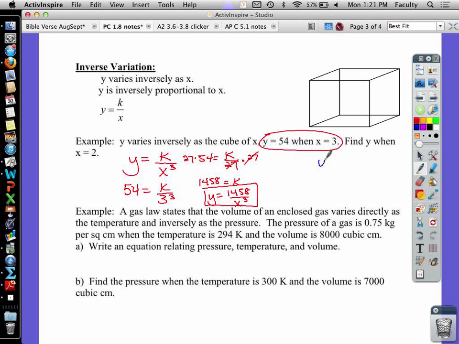Then find y when x is 2. So you're just going to do this on your calculator. 1,458 divided by 8. And I'm getting 182.25. Okay?